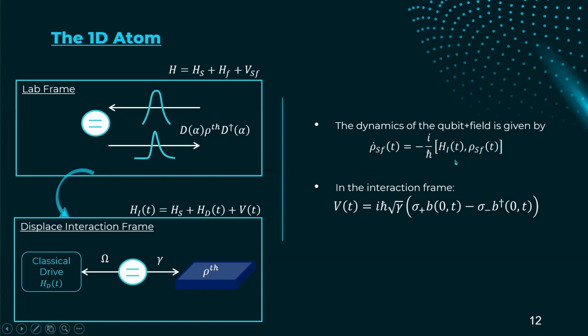And in this interaction picture, the interaction Hamiltonian, the V of t, is given by such a formula where, if you remember in Maria's talk, we defined these temporal modes with which the bath interacts with the qubit. Okay, so these are temporal modes of the bath interacting with the qubit. This is de-exciting the bath at position 0 at time t, and sigma plus is exciting the qubit. And that's how it's defined.